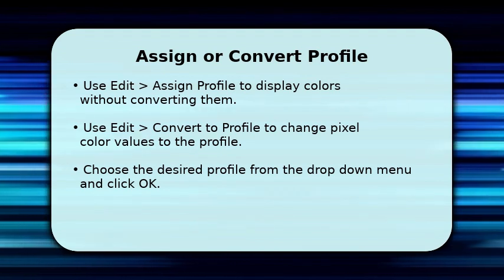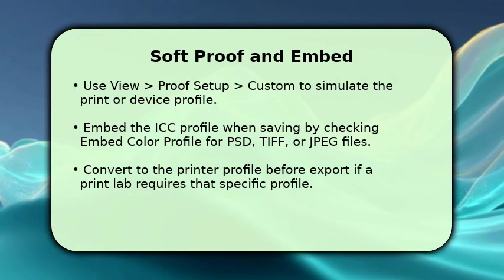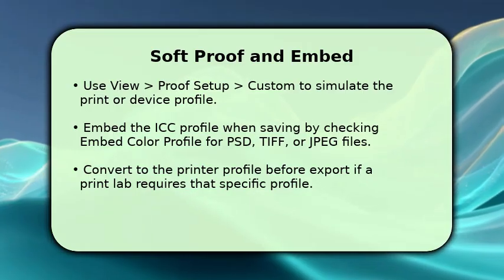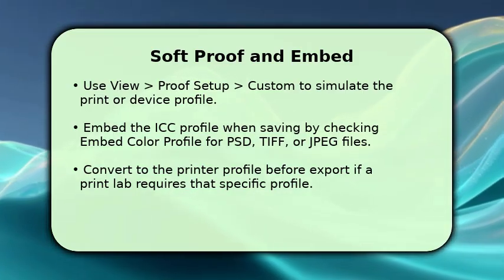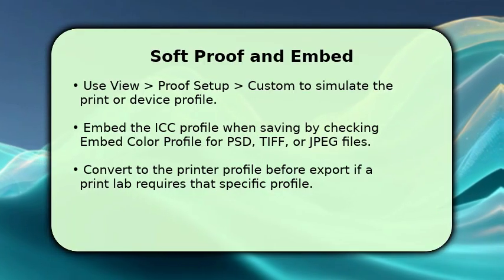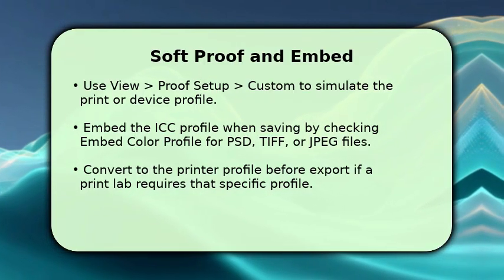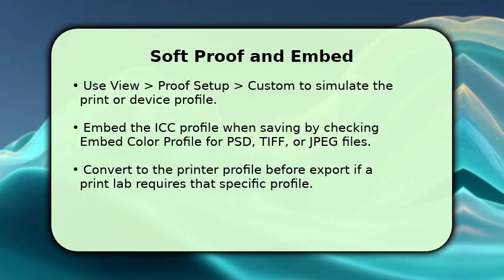Before finalizing, preview colors using soft proofing to match output devices. Use View > Proof Setup > Custom to simulate the print or device profile and enable View > Proof Colors for a live preview. Adjust image appearance while soft proofing to improve contrast and saturation for the target device.